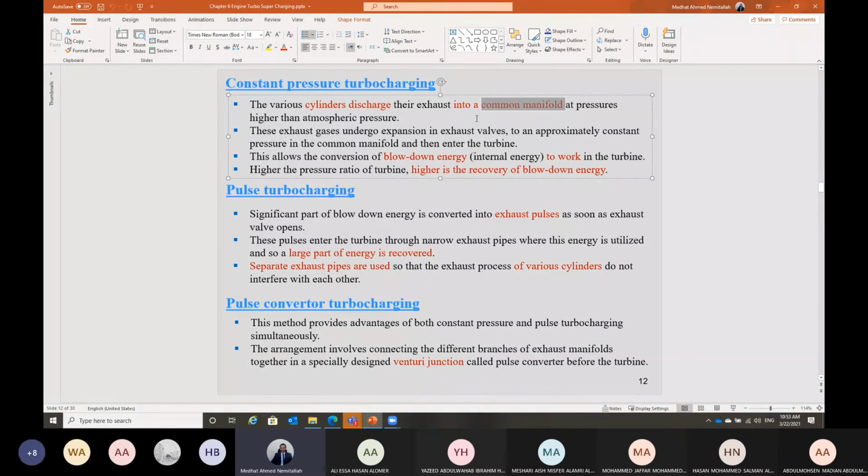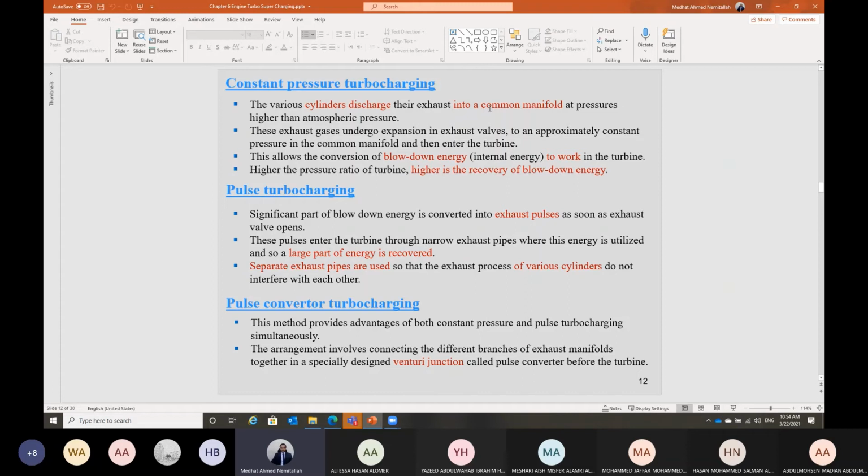In this case, if the manifold pressure is high enough, we can take benefit of the blowdown energy out of the exhaust gases, and convert it to work inside the turbine. As the pressure increases inside the common manifold, the recovery ratio of the blowdown energy can be increased, and the power of the turbine will be increased. But usually, if we are using a common manifold, all of the cylinders will be exhausting the gases to this common manifold in order to dampen the pressure, to have fixed pressure at the inlet of the turbine.